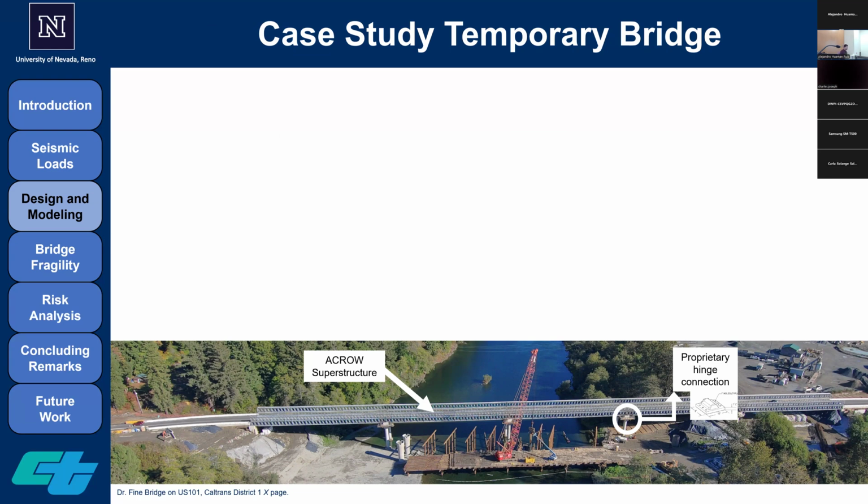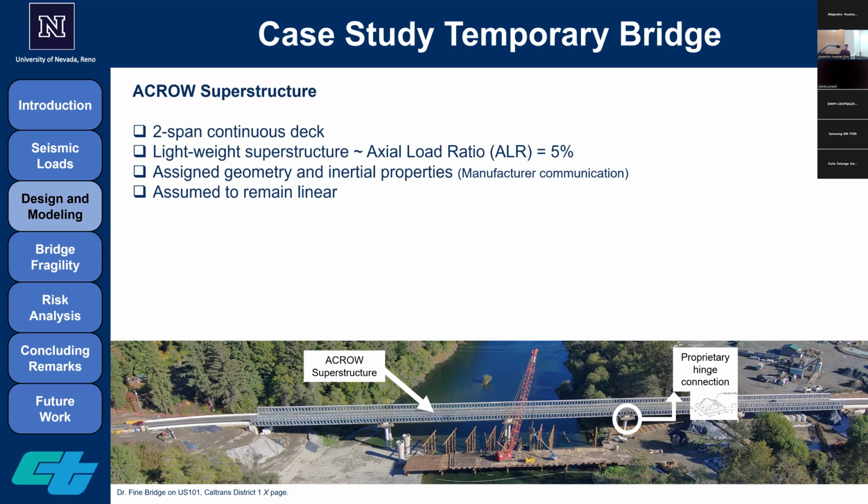It's a multi-span bridge with irregular substructure, but the one that we use in the scope of our study is a two-span continuous deck with a lightweight superstructure. For the lightweight superstructure, I need to define a parameter here, which is called ALR, or axial load ratio. For typical ordinary bridges, we are talking about a ratio of axial load to axial resistance of the column of about 10 to 15%. But in our case, since it's a temporary bridge with a lightweight superstructure, we are talking about 5% and below. This lightweight is going to affect the mass of our structure, the modal and seismic behavior, and also the design of our substructure.